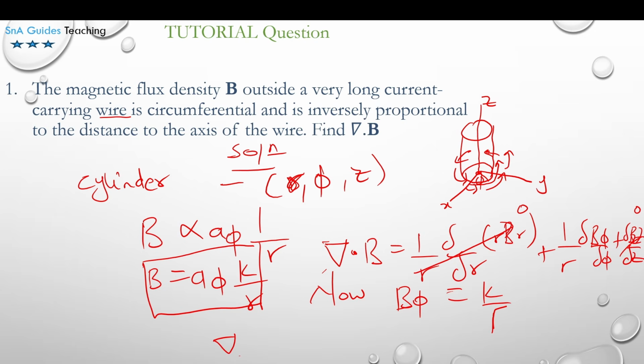So we are going to have, now B phi is what? K on r. Now differentiating this with respect to phi is going to give you 0. So the divergence of B is 0.